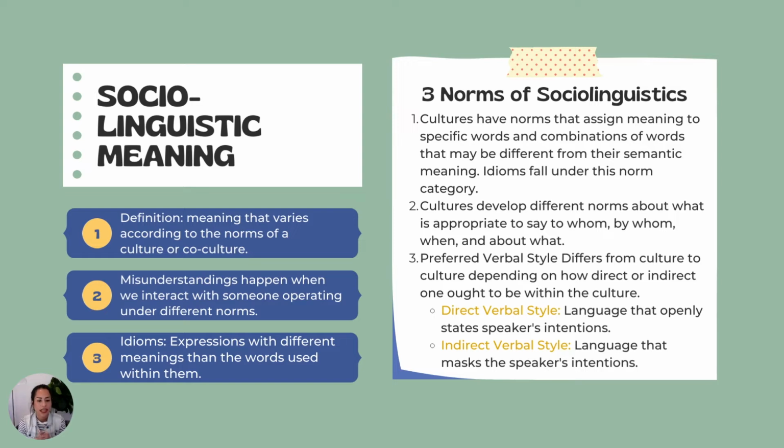So misunderstandings happen when we interact with someone operating under different norms. I think about this a lot, like with my mom. I might say something to my mom, and maybe I use a word she's not familiar with. Or even my husband makes fun of me a lot because he's like, Helen, you got to stay hip. You have to know what the cool words are.